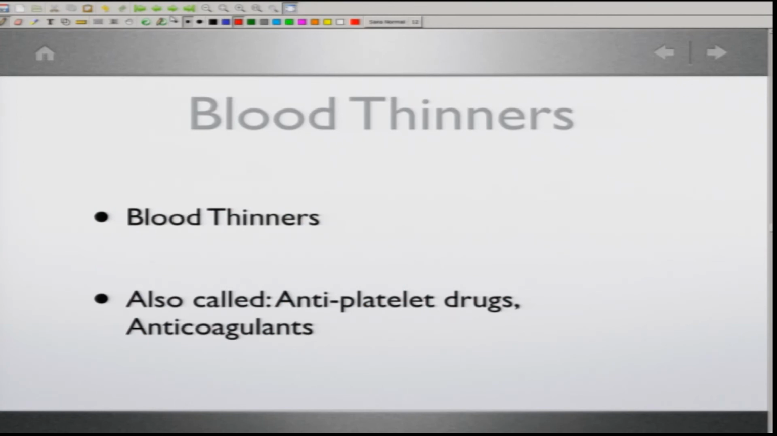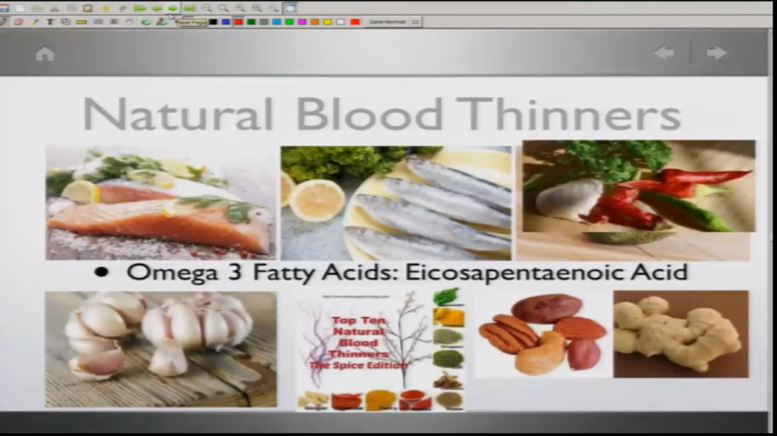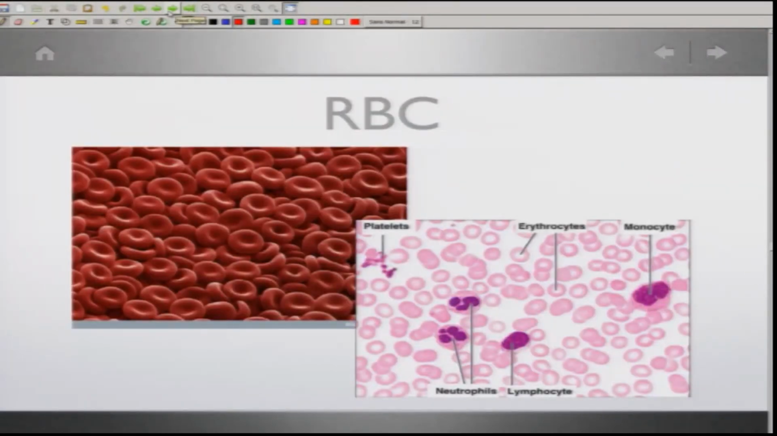Then we come to the blood thinners, which are antiplatelet drugs or anticoagulants. Natural blood thinners include omega-3 fatty acids, and you can see all the different kinds of natural blood thinners which are available in nature. Nature provides us. Now, coming back to the RBCs. Okay. This is how an RBC really looks. These are the RBCs, erythrocytes. These are the monocytes, multinucleated neutrophil, and lymphocyte with a large nucleus.